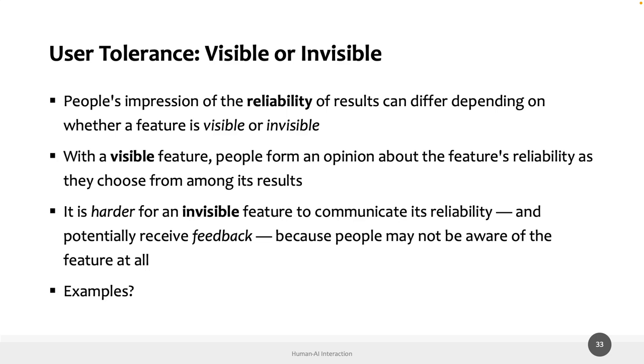This is harder with invisible features. For example, you know that your smartphone probably has some strategies to optimize battery consumption, but you don't really understand how it works. And sometimes you are not even sure that it's working. So it's difficult for the feature to provide feedback on its reliability because it's invisible.